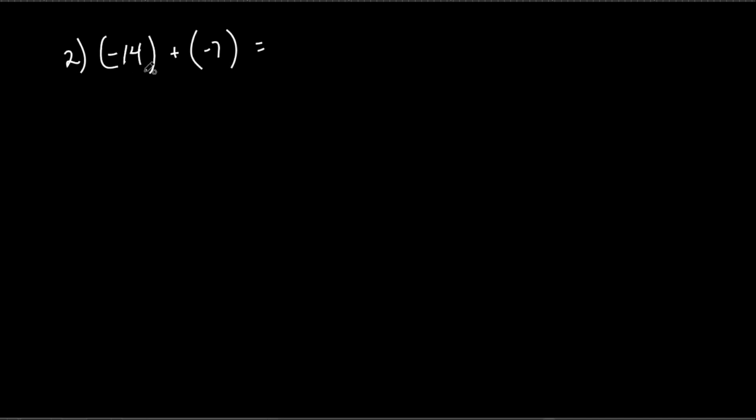So I just add them up. Forget the sign right now. Just add them up. What's 14 plus 7? It's 21. And you keep the sign. So what is the sign for both of these? It's negative, so the answer to that is negative. It's as easy as that.